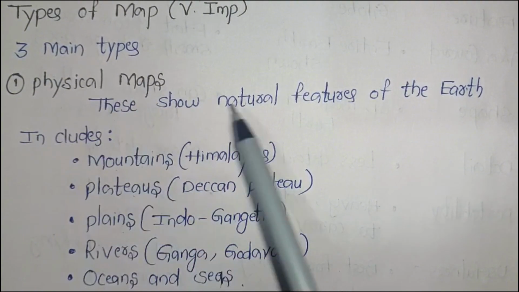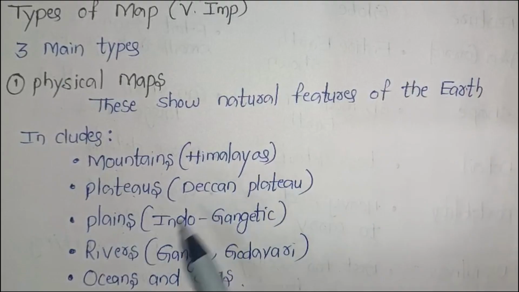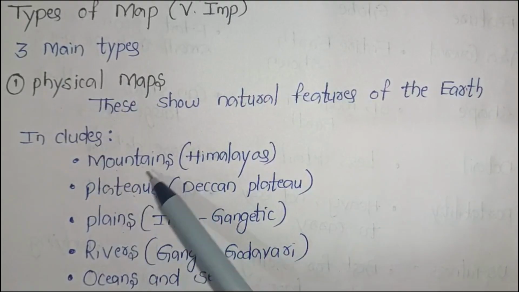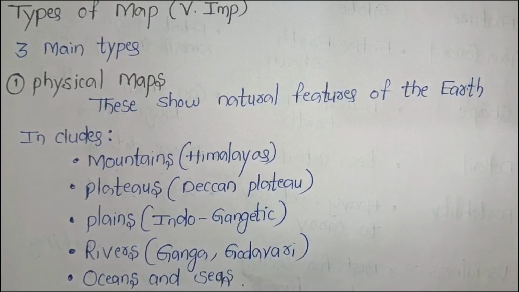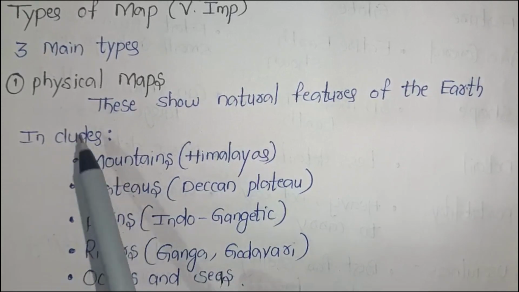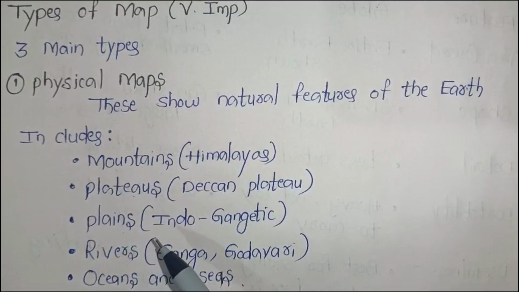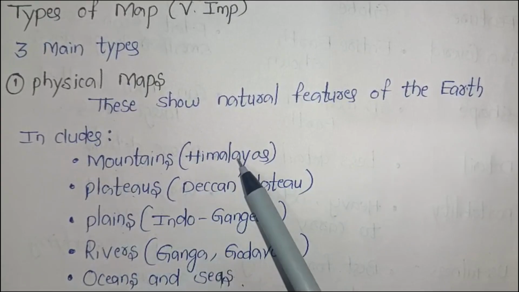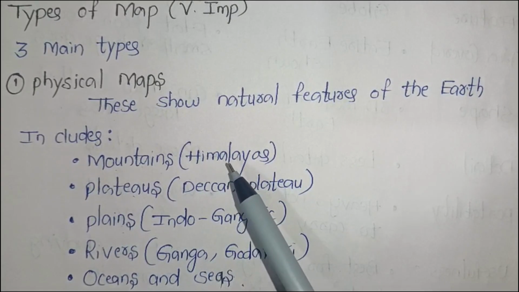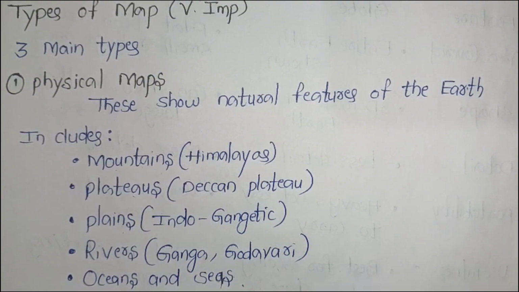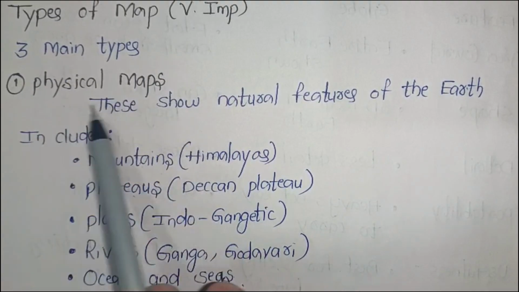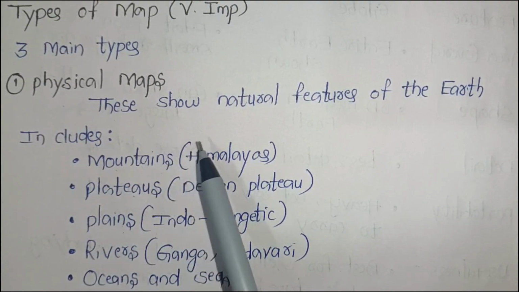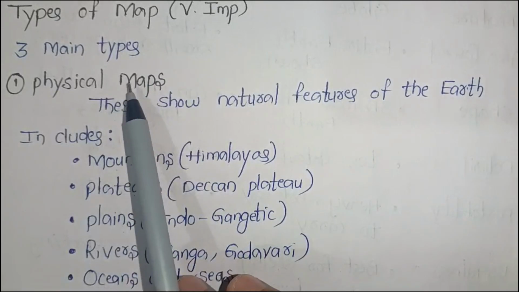These physical maps will include only the natural features of the earth: mountains, plateaus, plains, rivers, oceans, and seas. Now let's discuss an example of the physical map. When you want to see where the Himalayas are located on the map, at that time you can use a physical map.